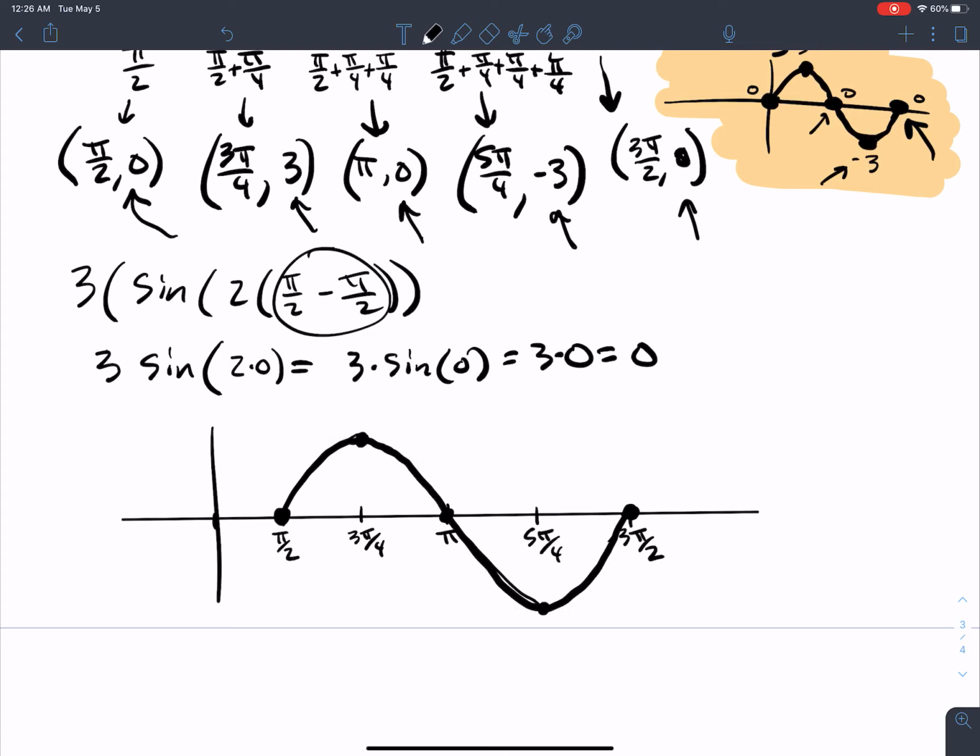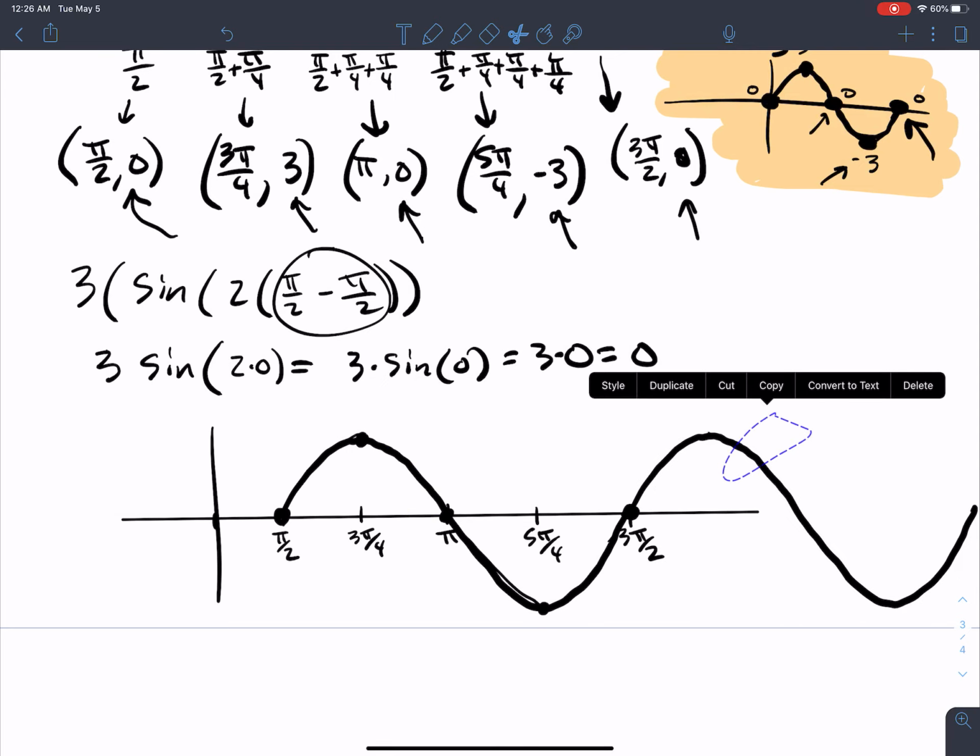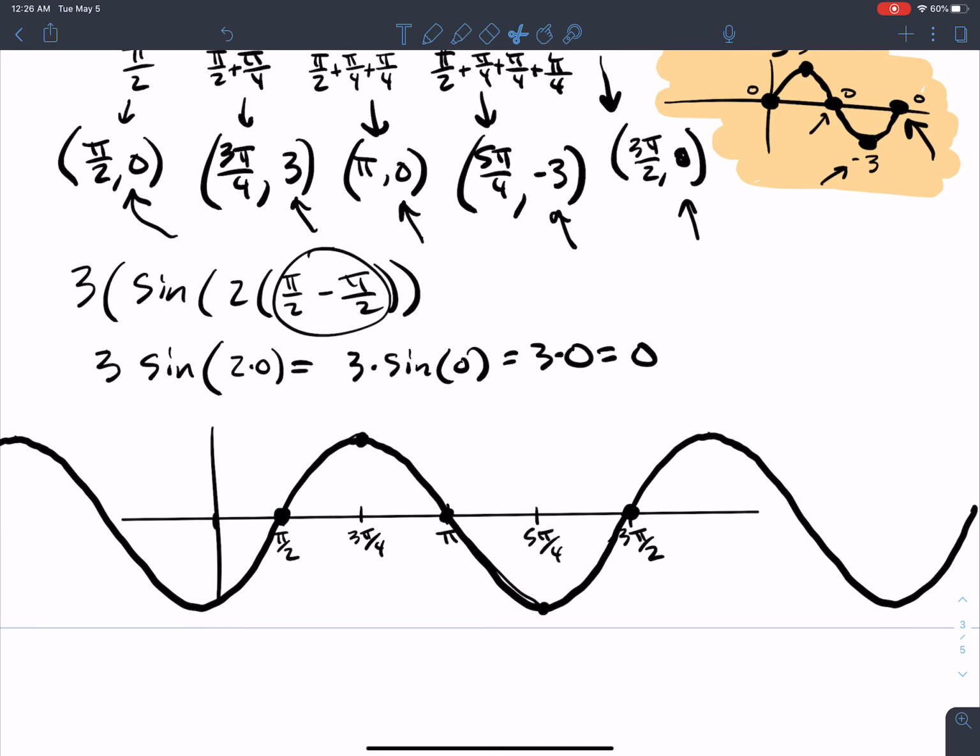And so you can take that curve and just copy and paste like I just did there, right? You see how easy that is to copy and paste? That joke never gets old, right?